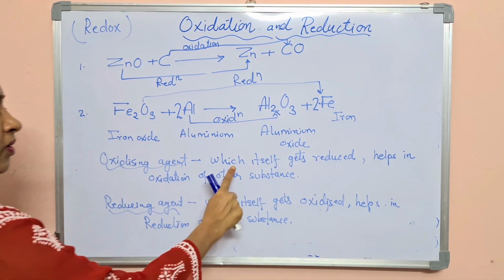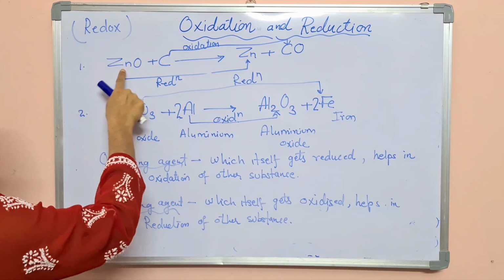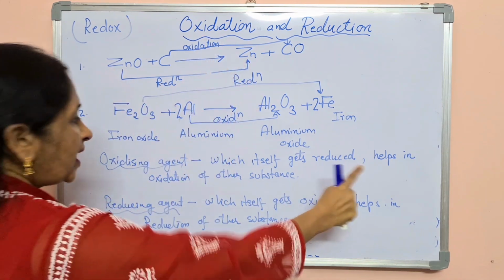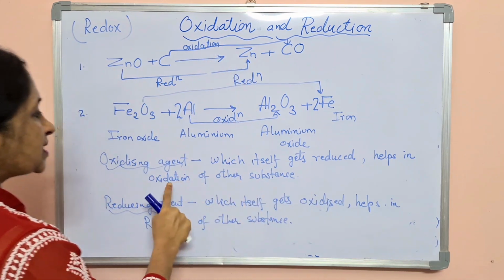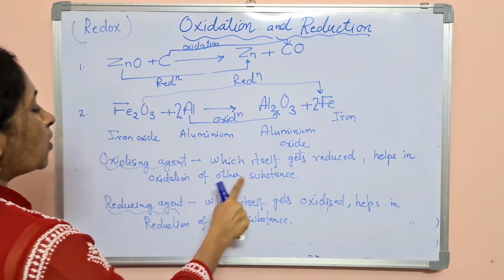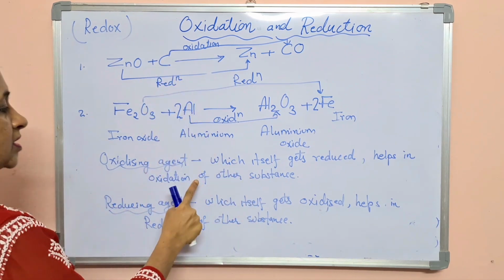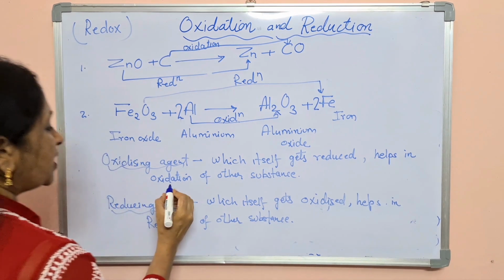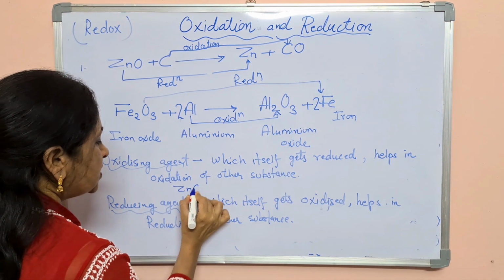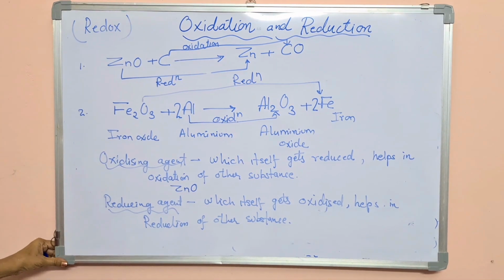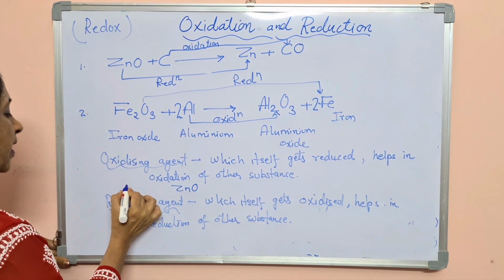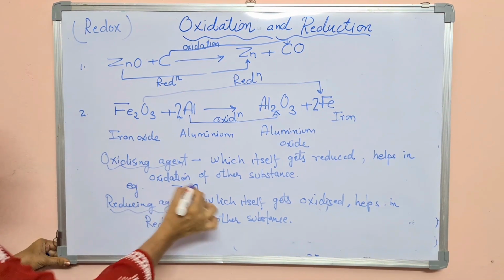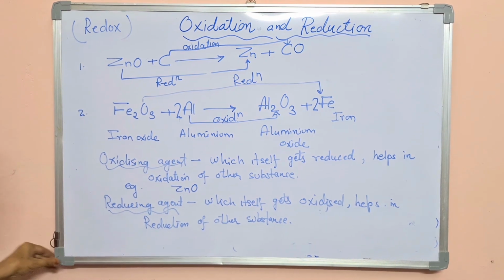Just see the reaction: it is very correct that it itself gets reduced and helps in the oxidation of the other substance. This substance is oxidized. So in the first reaction, the oxidizing agent is zinc oxide. I think it's clear to all of you. So in the above reaction example, the oxidizing agent is zinc oxide.